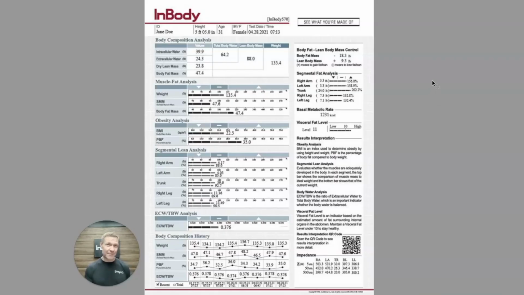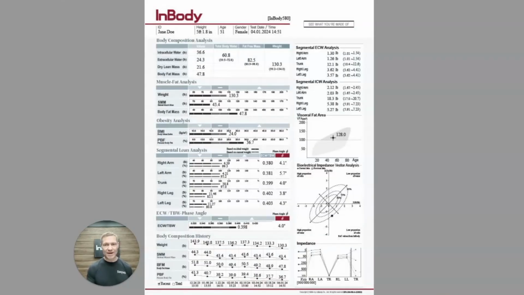Based on the type of InBody machine you have, you're going to want to figure out where all these metrics line up, and maybe some of these aren't on your actual result sheet, but I think it's important to understand what they are anyway. So we've got two sheets here. We have an InBody 570 result sheet, and we have an InBody 580 result sheet. And I'm going to start with a couple of different things on each one.